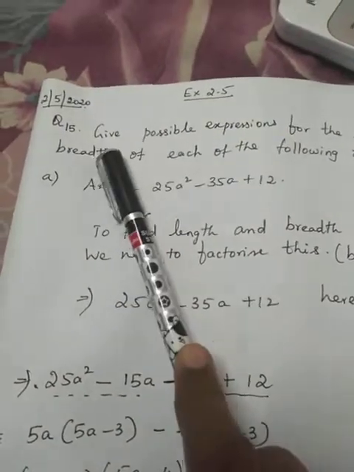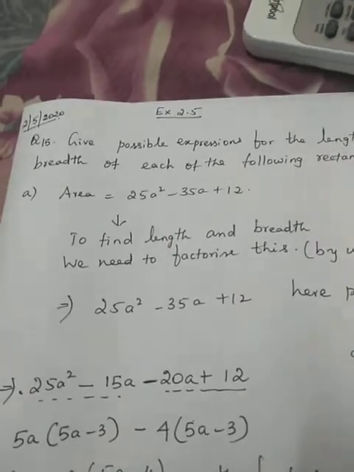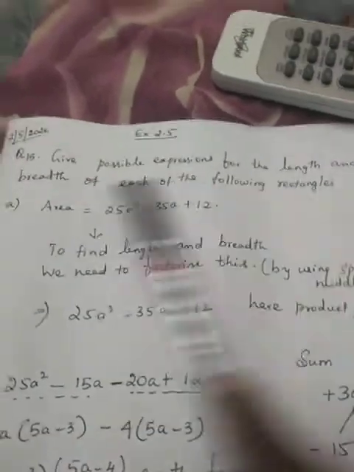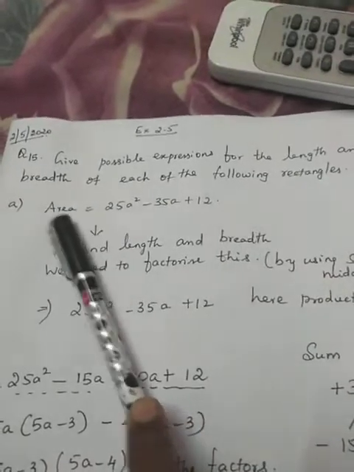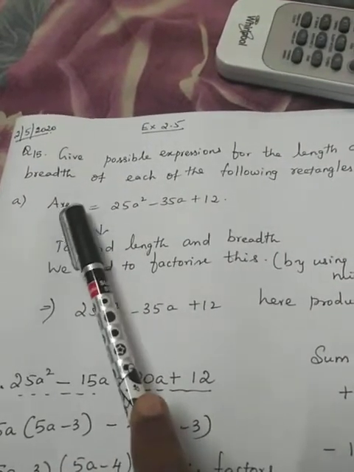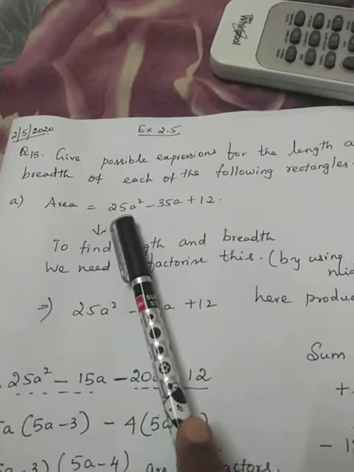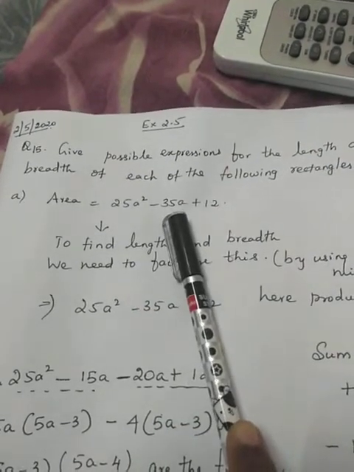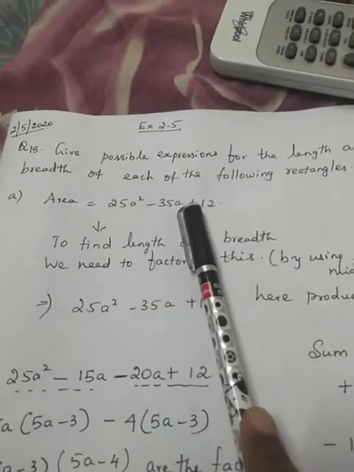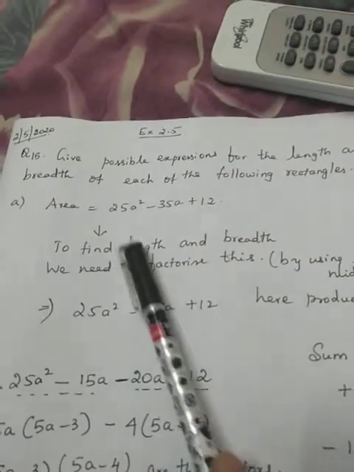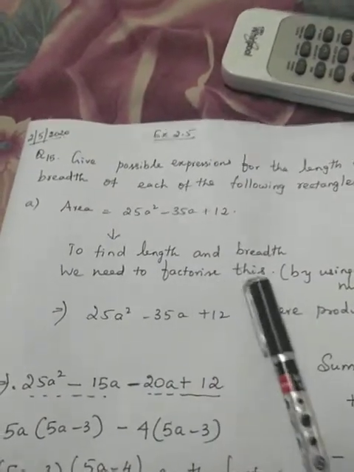Question 15. Give possible expressions for the length and breadth of each of the following rectangles. The area of the first rectangle is given as 25a squared minus 35a plus 12. To find the length and breadth of this, we need to factorize it.